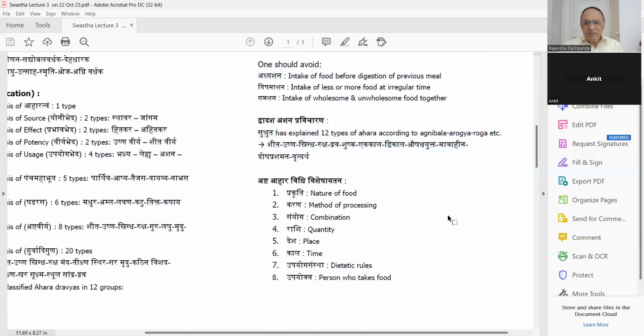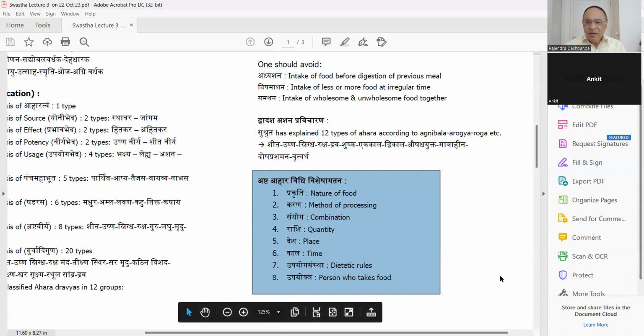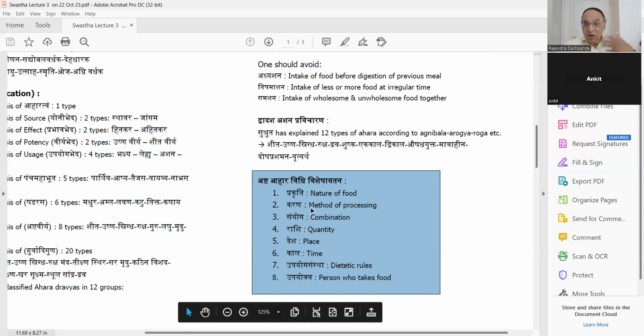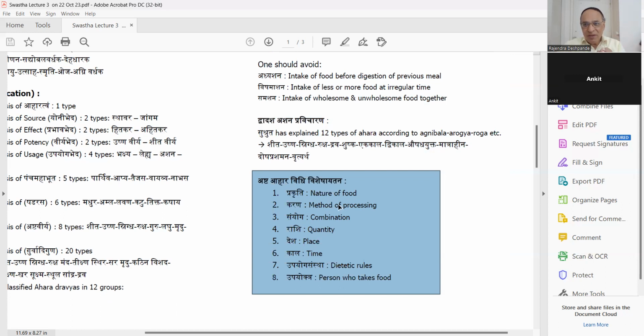Next, just a few minutes back, I have explained this term. Do you remember? Ashtau Ahar Vidhi Visheshayatana. Here are the names. Prakriti, nature of the food. Karana, method of processing: steamed food, fried food, baked food. Remember these terms. Sanyoga, combination. Incompatible foodstuff, Viruddha anna. Mixing of fruits and milk together is not good. Milkshake, not good. Shikrana in Marathi, Maharashtrian food, not good. Are you getting my point?